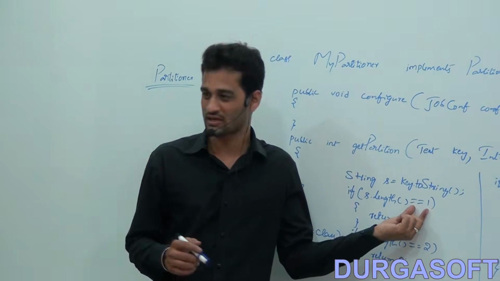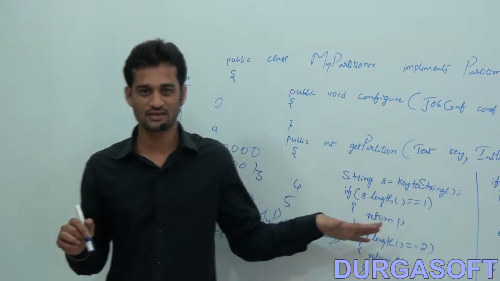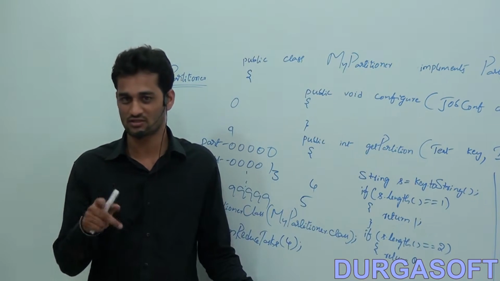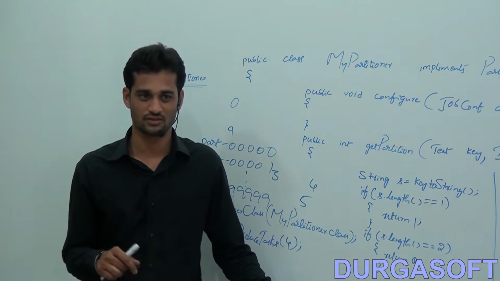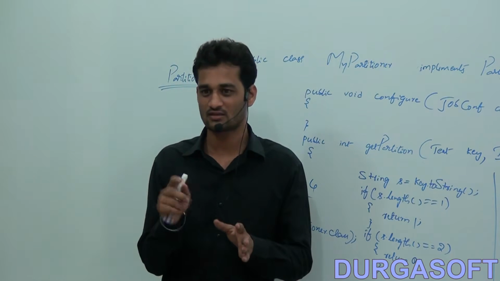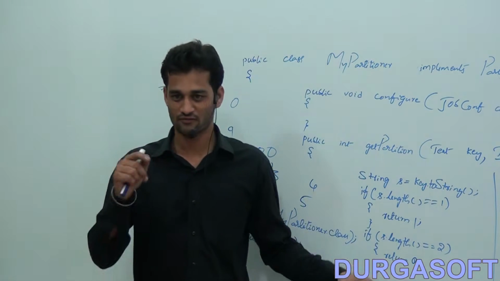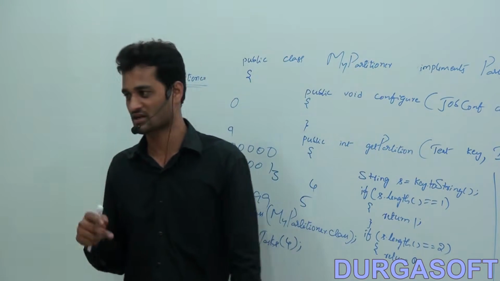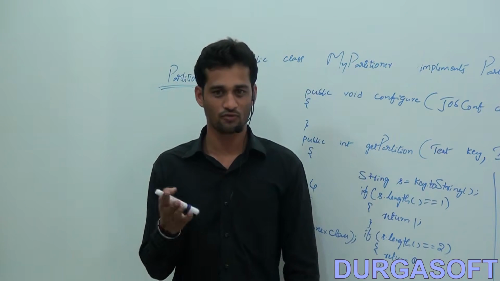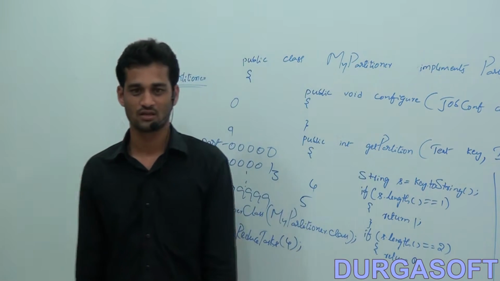It means if that key's length is 1, it is returning that value to which reducer, first reducer or second reducer? Second reducer. I am telling you again: key comma value pairs are sent to the specific reducer that we specify here. If you are returning 0, that is the first reducer. If you are returning 1, that is the second reducer. If you are returning 3, it is the fourth reducer. If I am returning 10, it is the 11th reducer.